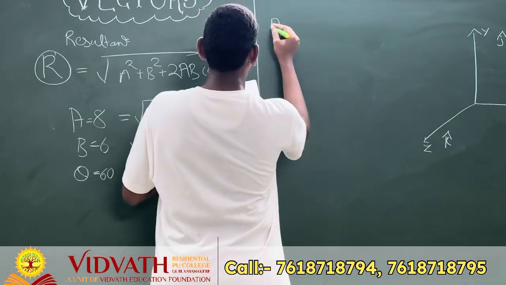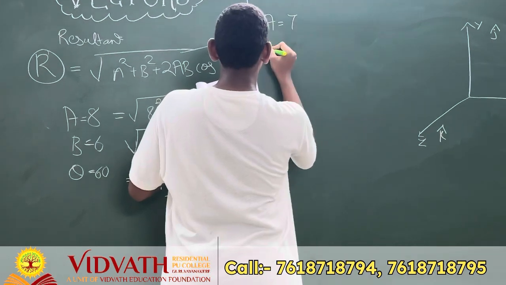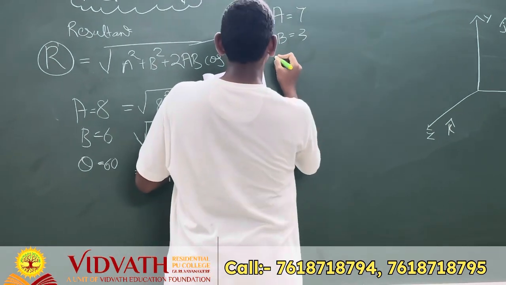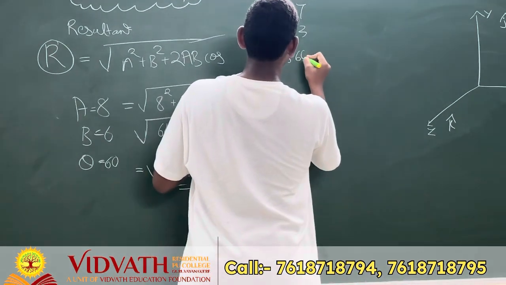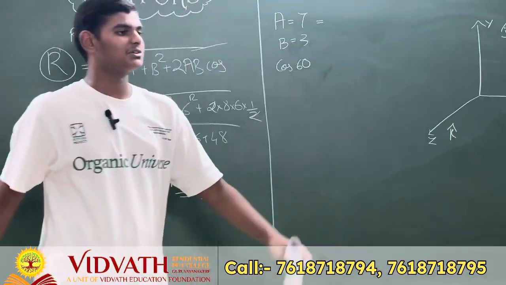Resultant. A 7, B 3, cos 60. Your time begins now.